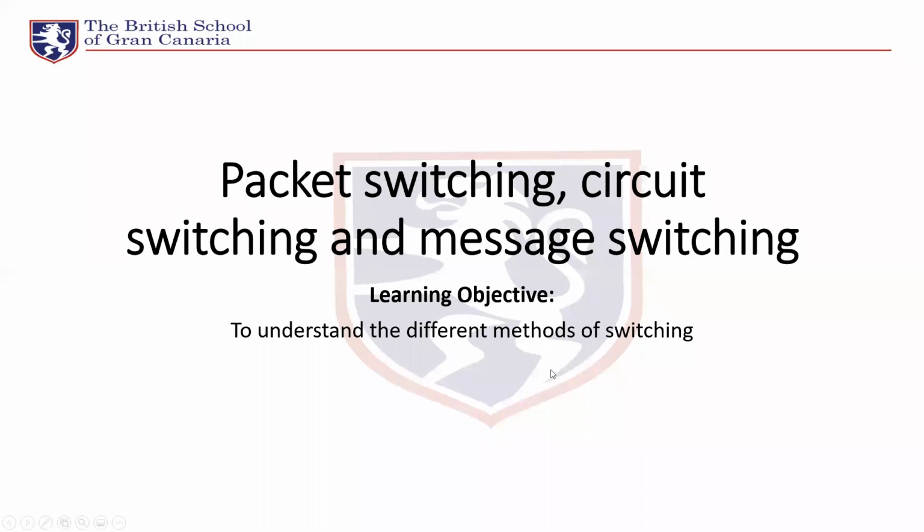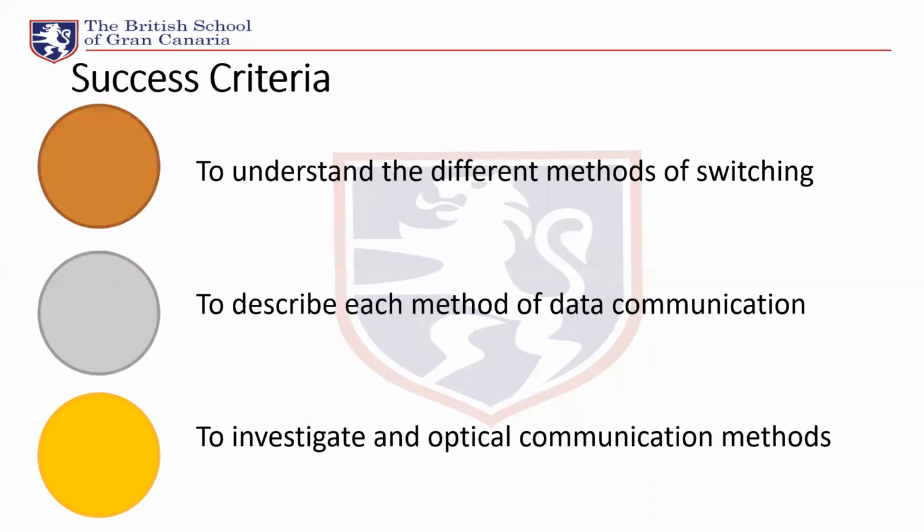Okay, so moving on, we're going to look at packet switching, circuit switching, and message switching, to understand different methods of switching. Now, for silver, you need to be able to describe each method of data communication, and then for gold, you need to investigate the optical communication methods.